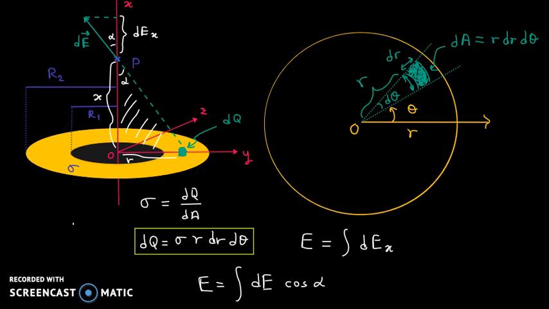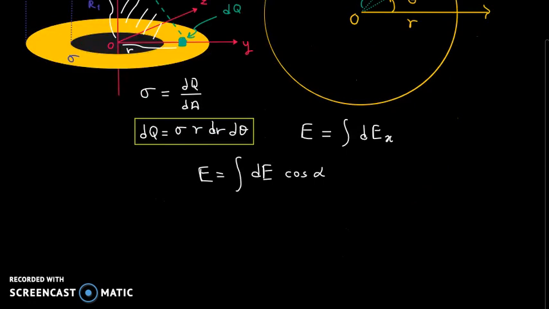And here's cosine alpha. Cosine alpha equals adjacent divided by hypotenuse, which is x divided by square root of x squared plus r squared. Again, in this problem, x is a constant. That's where point P is located. That doesn't change. Lowercase r is one of our integration variables. That's the coordinate of elementary charge particle dq.